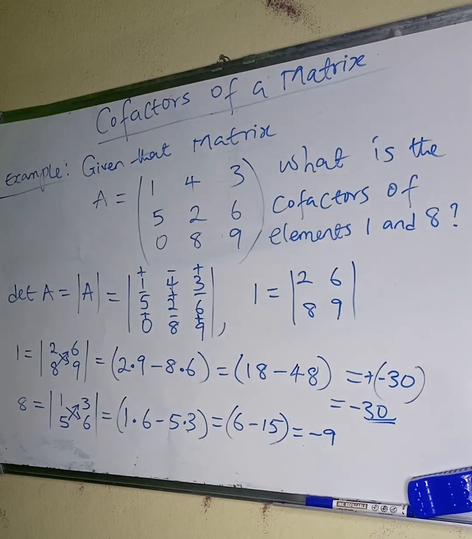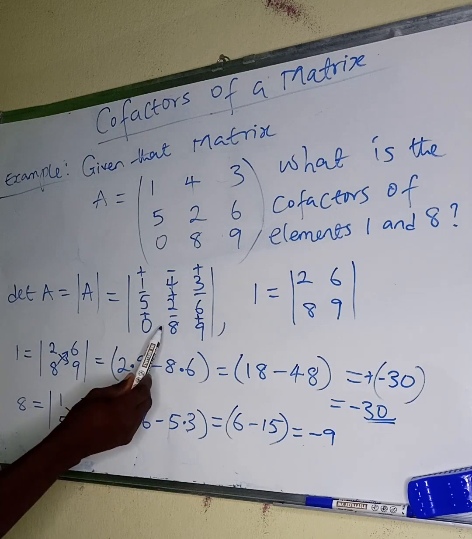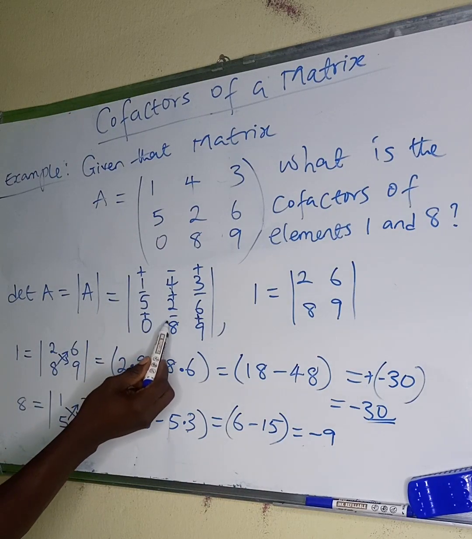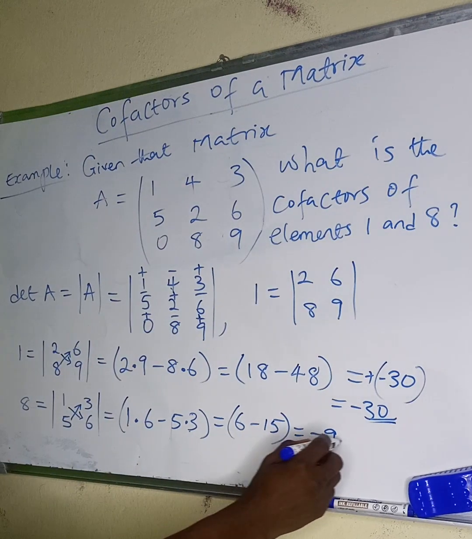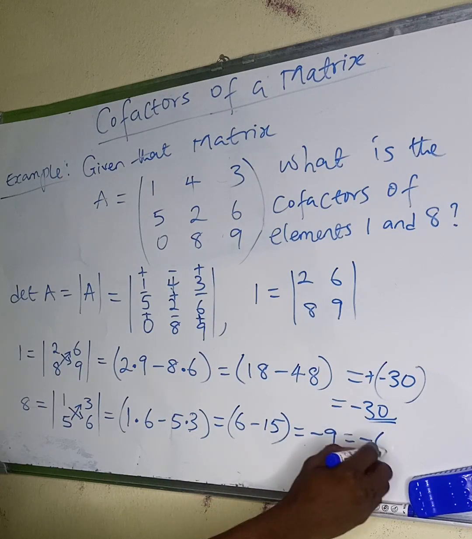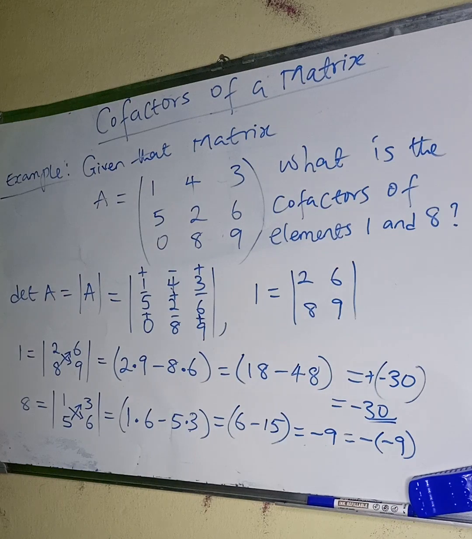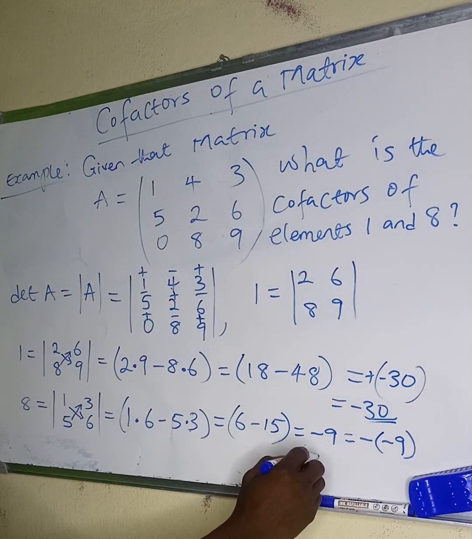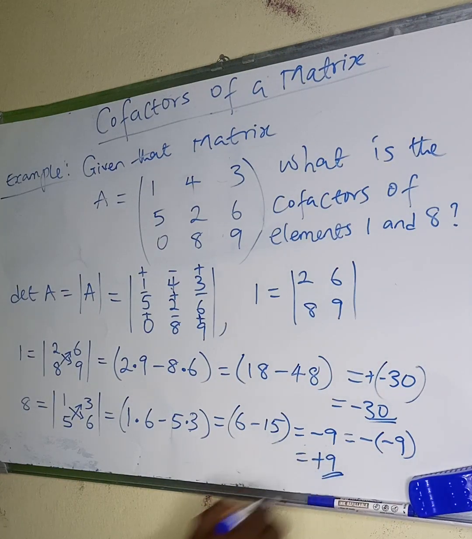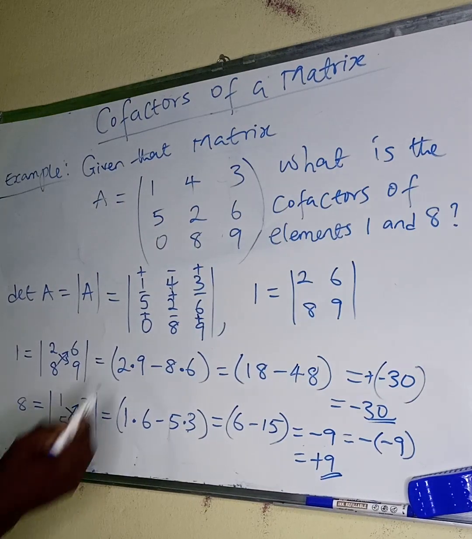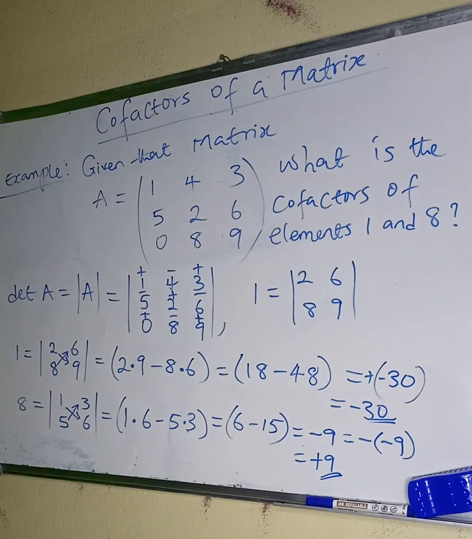But don't forget, this cannot be our cofactor until we go back to the place value sign for 8. And what is the place value sign for 8? We have negative. So it means that this will be equal to negative times negative 9. Now negative multiplied by negative will give positive. Which means we'll have positive 9. This is the cofactor for element 8. I hope this was clear.